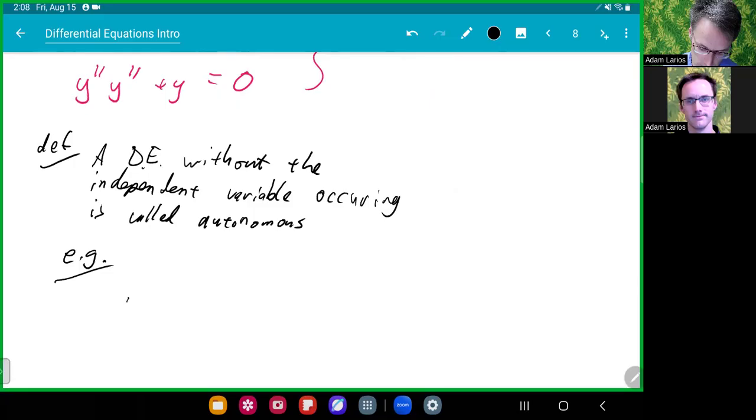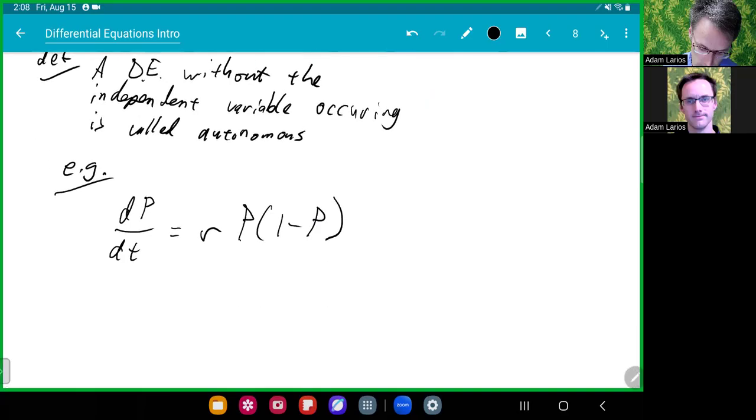another example. How about something like dp dt? This is one we'll actually look at in class: r times p times 1 minus p. This is sometimes called the logistic equation, where r is constant. It's a constant. This is a problem that comes up in population dynamics. So that's what the p is there for.